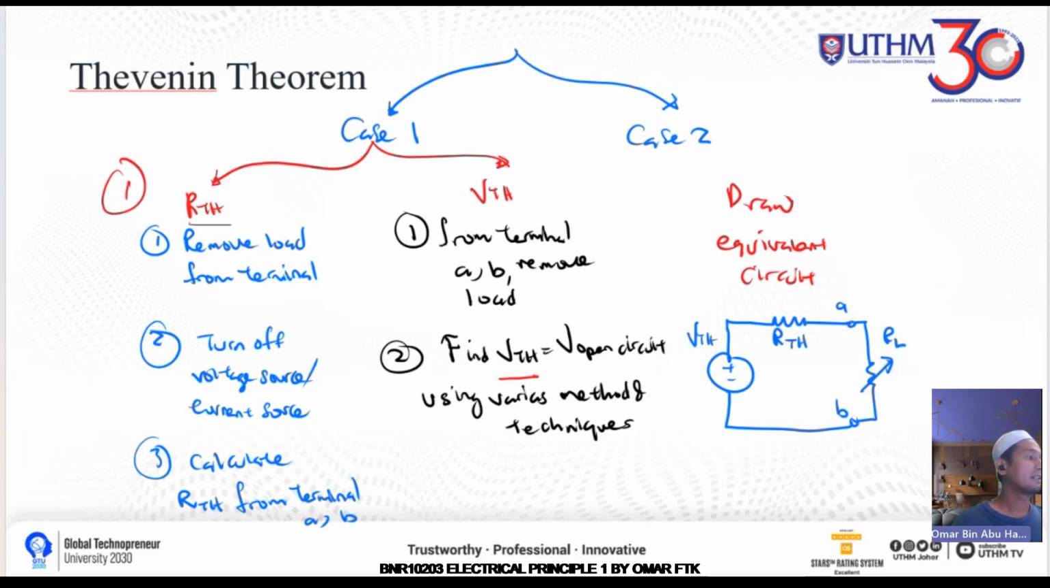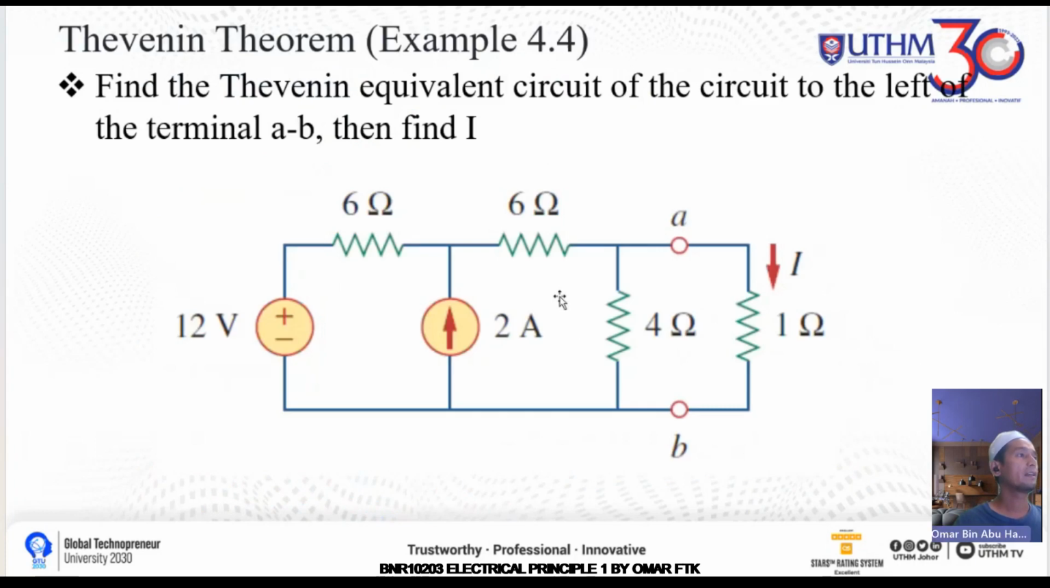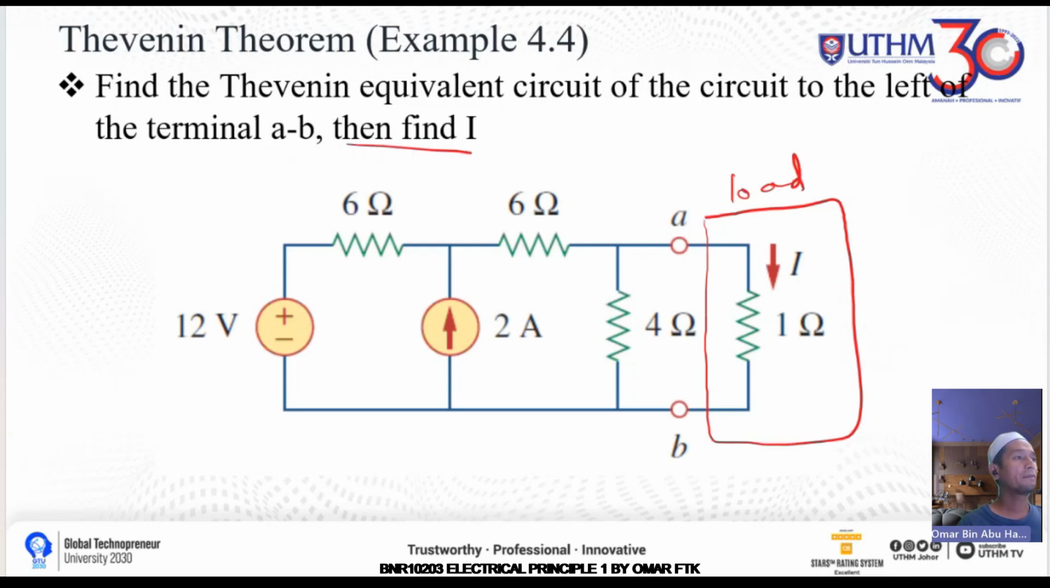Okay, I think it's easier if you look into the example. Okay. So this one. Find the Thevenin equivalent circuit of the circuit to the left of the terminal AB. So this is terminal AB. Okay, so this one we can consider as a load. Then find the I. So the first thing you have to do is simplify this one.